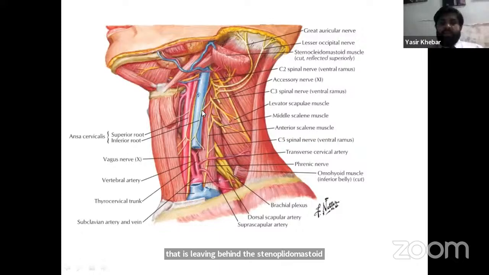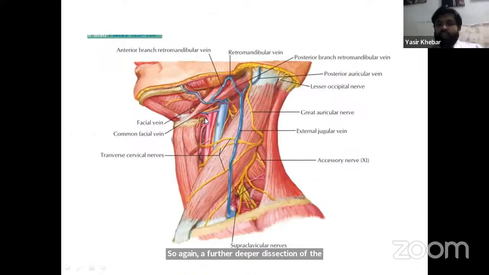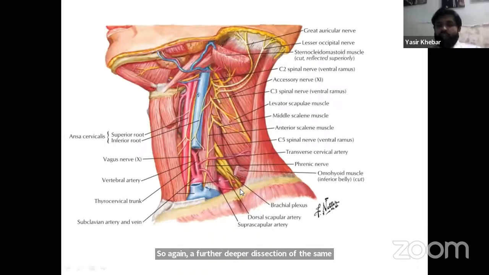So again, a further deeper dissection of the same diagram. We have now removed the sternocleidomastoid completely out of the view. We have cut down this omohyoid muscle as well. Now we can see these structures more clearly. We can see the entire course of the vagus nerve now. This is traveling in between them. We can see the internal carotid artery. We can see this external carotid. We can see the branches coming off the external carotid. We can see the ansa cervicalis that we previously described. This is the superior root of ansa cervicalis. This is the hypoglossal nerve from which it is arising. We said that the posterior or inferior root comes from the cervical plexus.